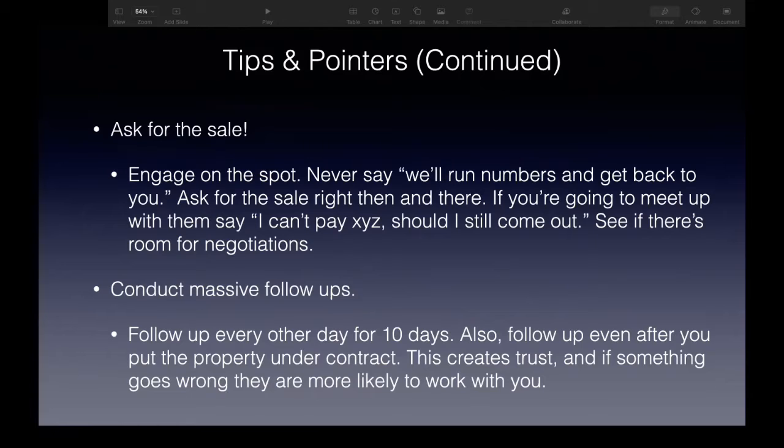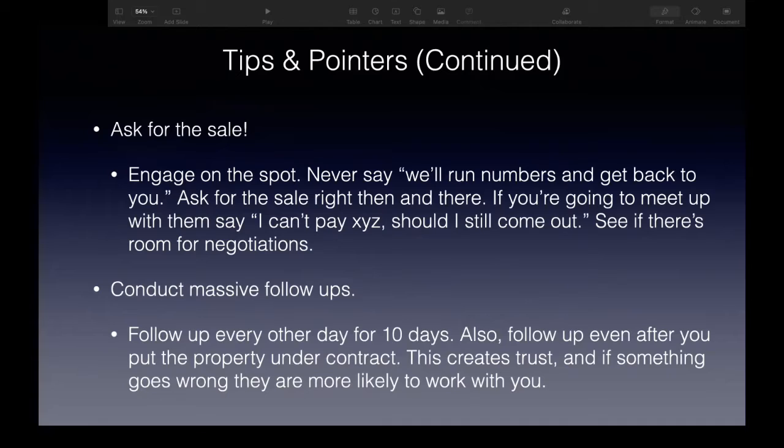If you're going to meet up with them, say a really good line. If you're going to meet up with them and they want a little bit too high, say, Mr. Seller, I'm going to be as completely honest with you as possible. I can't pay you $80,000 for that property. Should I still come out? And if they say yes, there's room for negotiations and there's room to play. So you take that appointment.